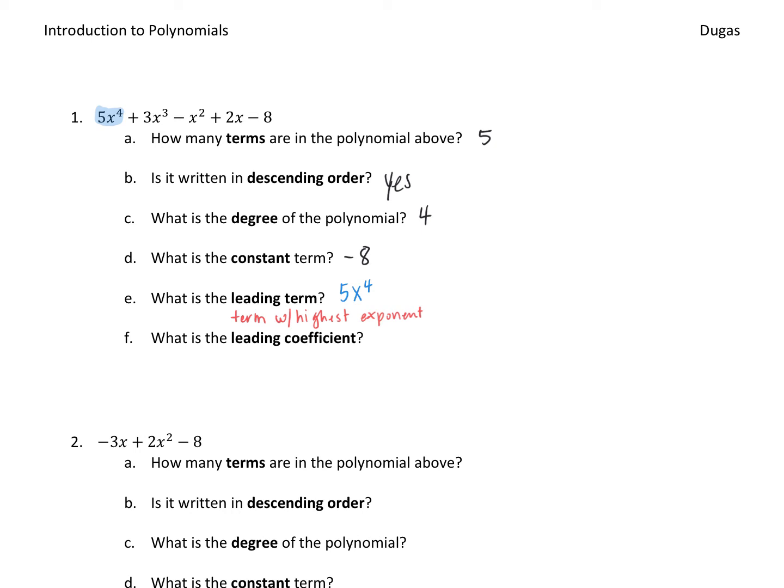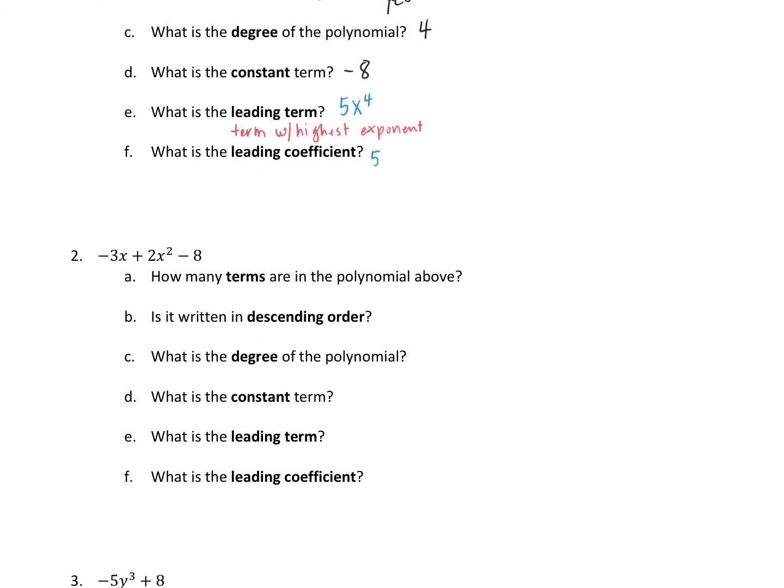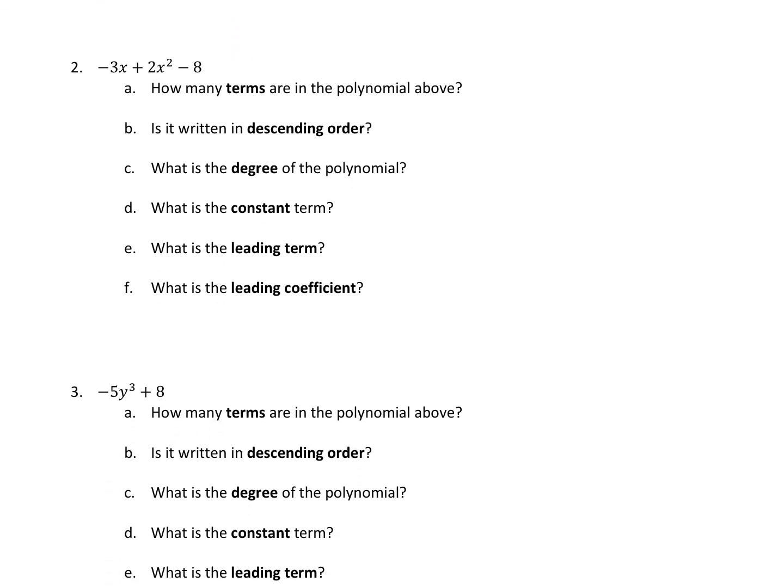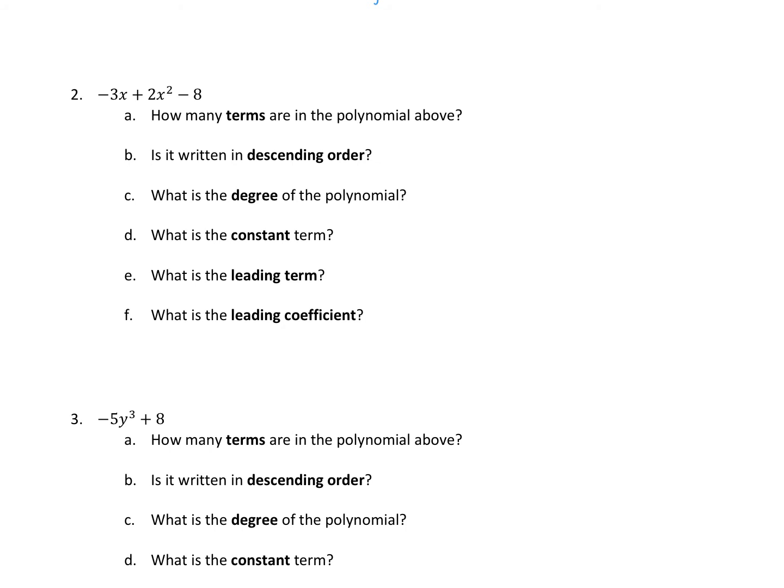What is the leading coefficient? Coefficient means the number in front of the variable. So the leading means the leading term, and the coefficient of that is 5. So the leading coefficient is just the number in the front of the leading term. Okay, so again, I didn't even define a polynomial. A polynomial is a collection of terms added and subtracted together where the exponents are positive integers, or whole numbers, I should say.